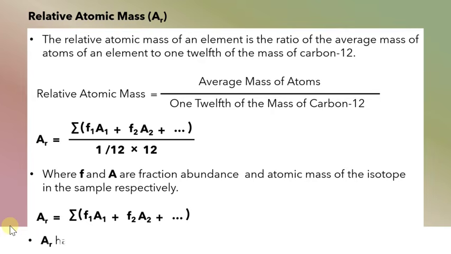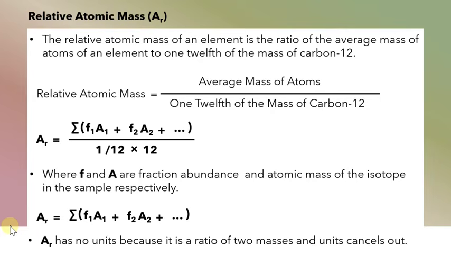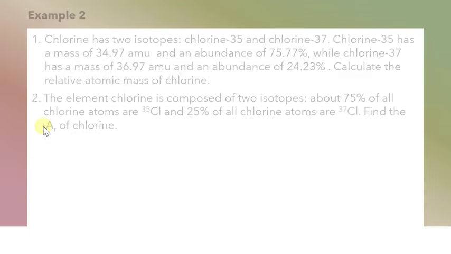So we have said that AR has no units because it is a ratio of 2 masses and the units cancel out. Because it is the ratio of one mass and another mass, the units cancel, so relative atomic mass has no units. So let's look at some examples here.